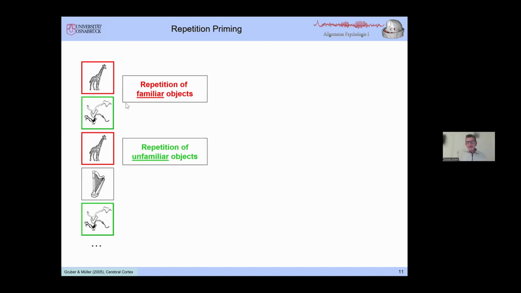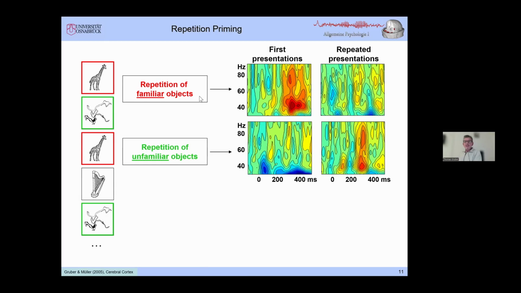So what have we found? Here you see the time by frequency plots of the four conditions. First presentation. If you look at the left side here, the first presentation, we find a nice induced gamma band response at 300 milliseconds for familiar objects, but not for unfamiliar objects. This is a replication of the familiar-unfamiliar effect: binding for objects, no binding for no object.